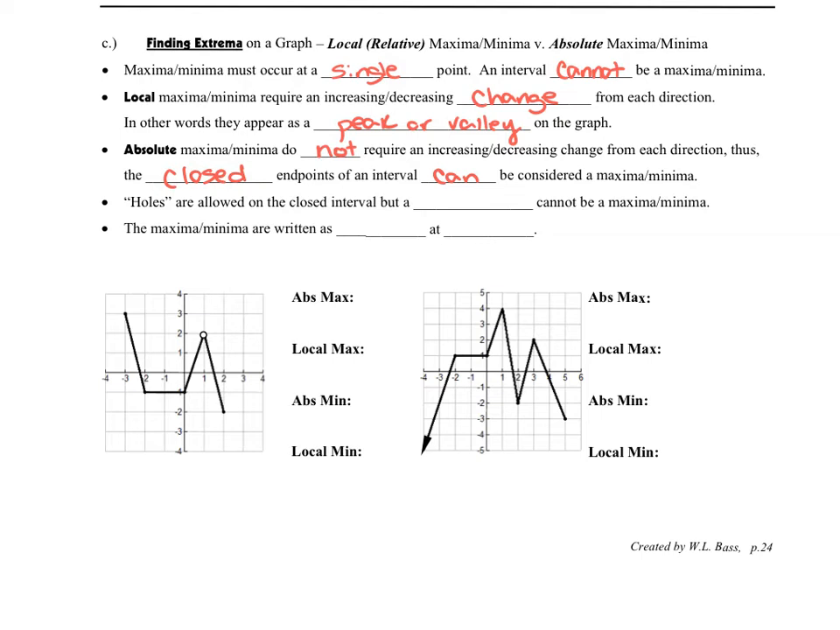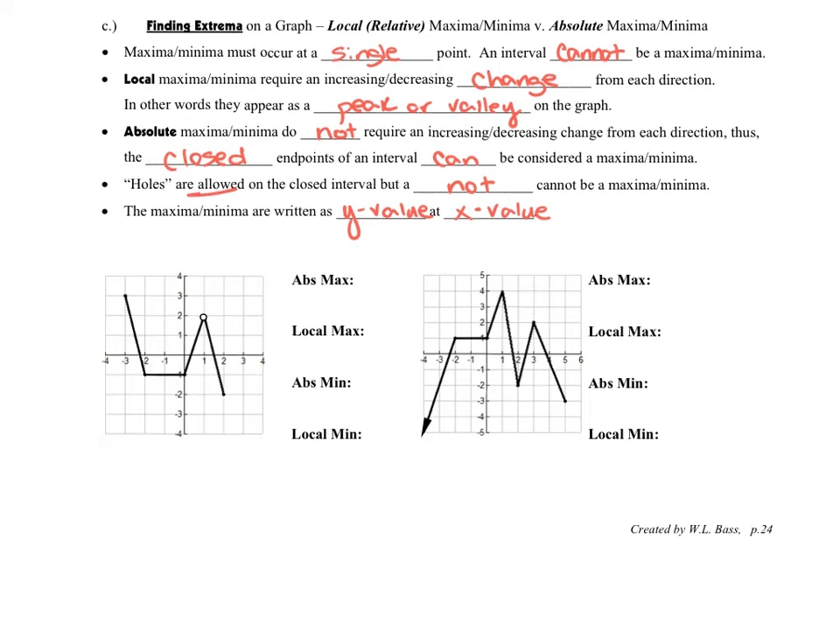A hole, which I'll show you in a moment: holes are allowed on the interval, but they are not themselves a max or a min. So if you have a hole at a peak or a valley, or a hole at an endpoint, it cannot be a max or min. And then the max and min are going to be written as the y value. That'll tell us what the maximum value is, and then we will usually say at whatever x value it occurred. So let's take a look at our graphs here.